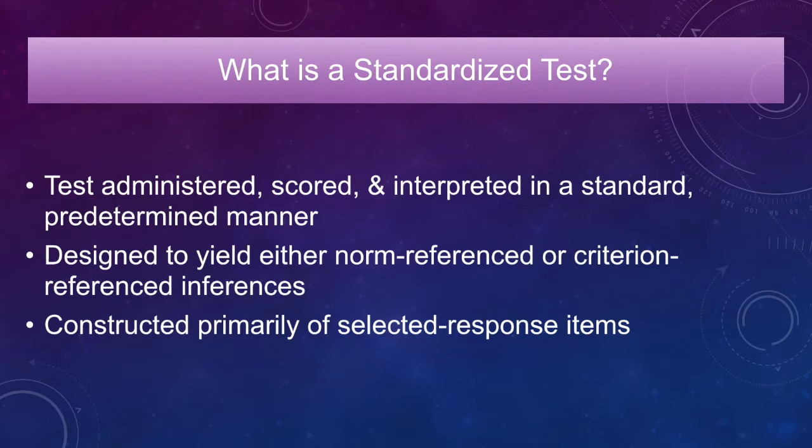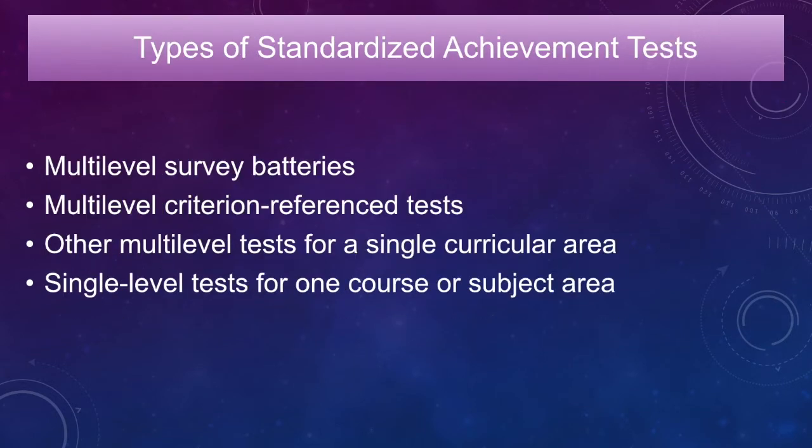So the standardized test can include state or district mandated tests, and include state achievement tests that can be customized for state standards. It can include benchmark tests, RTI tests, which are response to intervention, early childhood assessments, and English language proficiency tests, amongst others. So there are different types. The multi-level survey batteries.